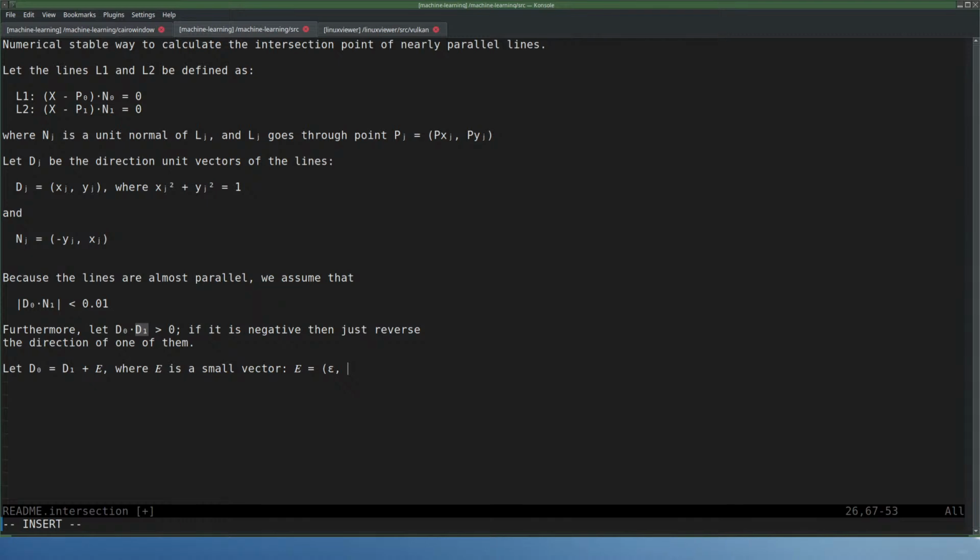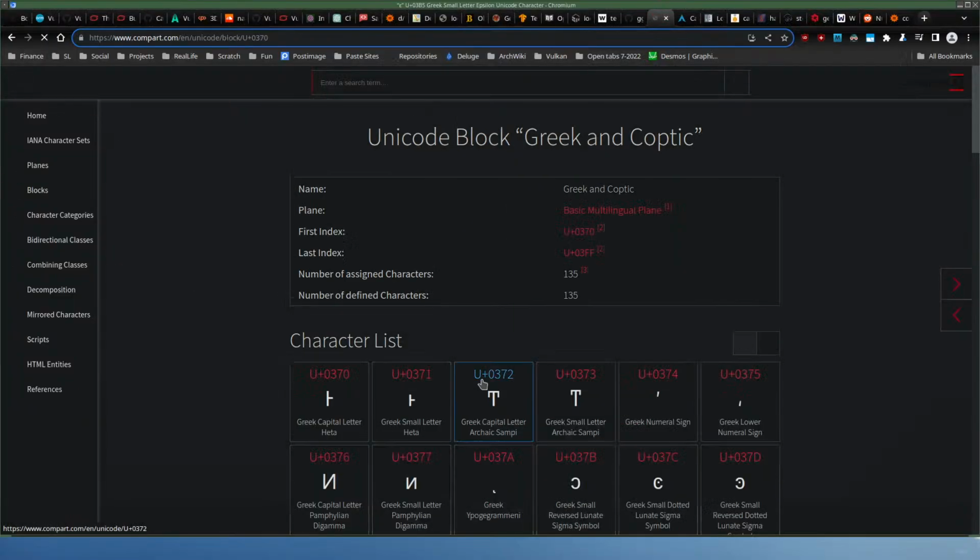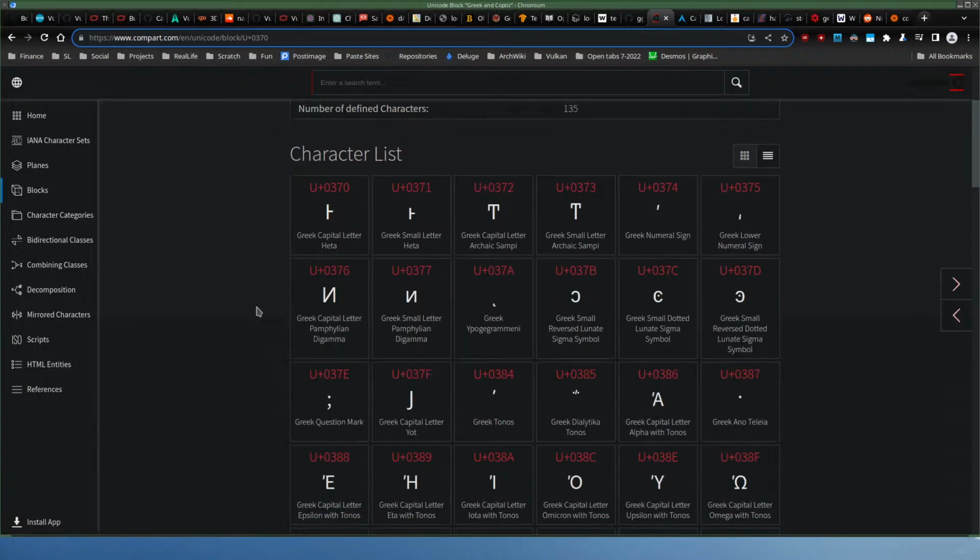Guess you can express the second one, I think probably can express it in D0 and D1 and epsilon. But for now, let's just use some Greek character.